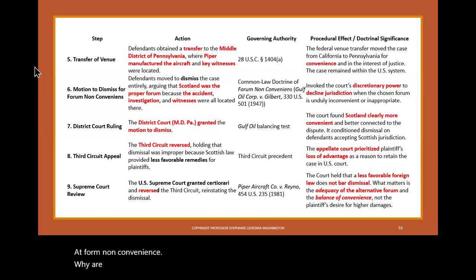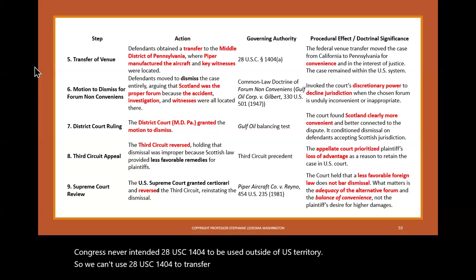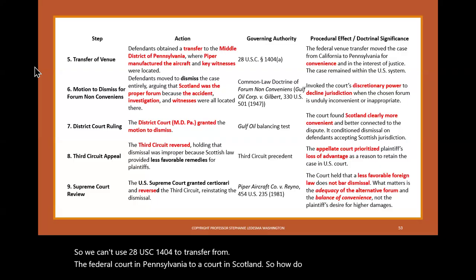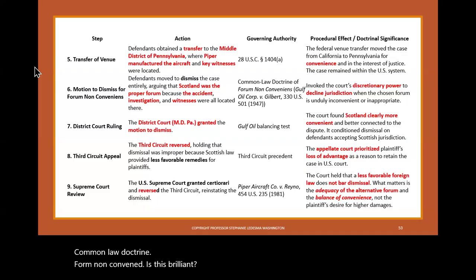Why are we not going to rely on 1404? Well, remember in the opening slides, I reminded us that Congress never intended 28 USC 1404 to be used outside of U.S. territory. So we can't use it to transfer from the federal court in Pennsylvania to a court in Scotland. So how do we get it out of the United States back to Scotland? Common law doctrine, forum non conveniens. Is this brilliant or what?